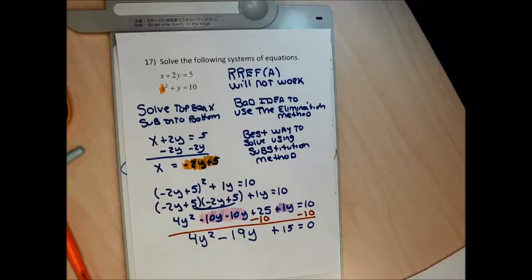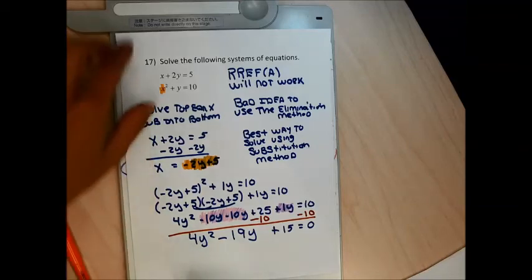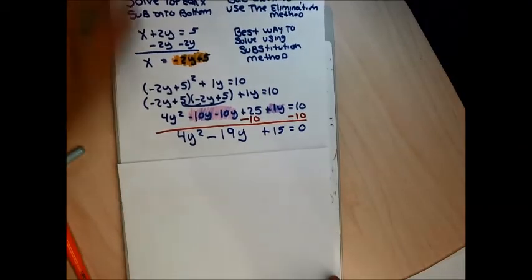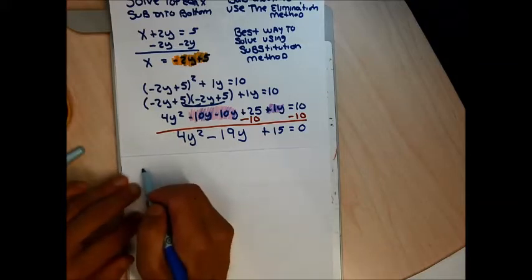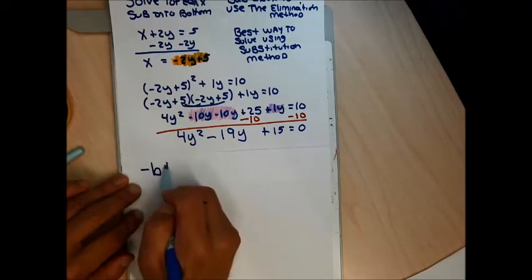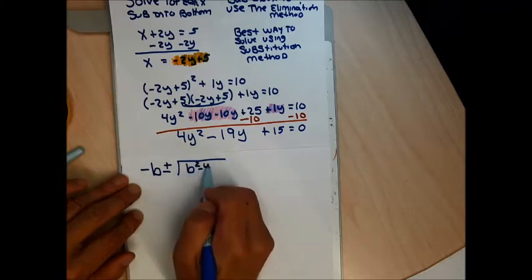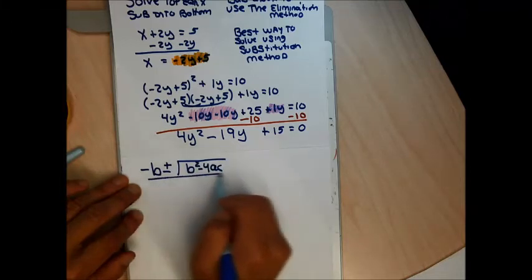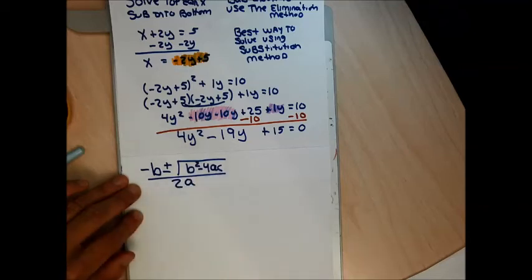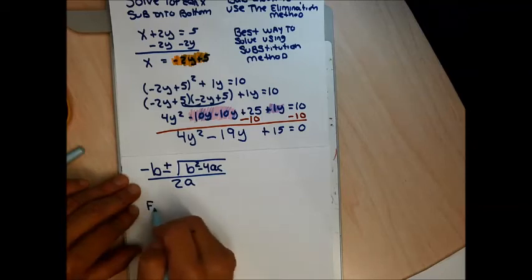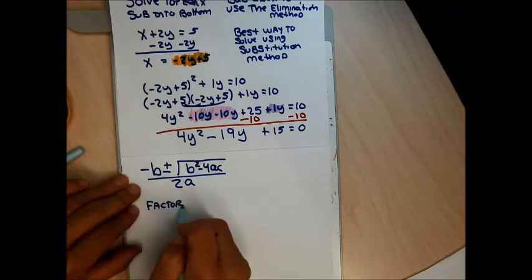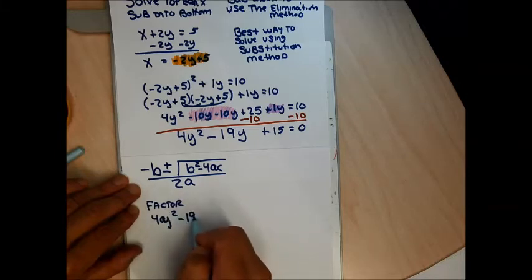Now I'm in a position where I can solve by factoring, or I can solve by the quadratic formula. I'm better at factoring than the quadratic formula. The quadratic formula, in case you want to try it, is negative b plus or minus the square root of b squared minus 4ac all over 2a. Solving by factoring and solving by the quadratic formula give the same answers. So I'm going to try off to the side here. I'm going to factor 4y squared minus 19y plus 15 using bottoms up.